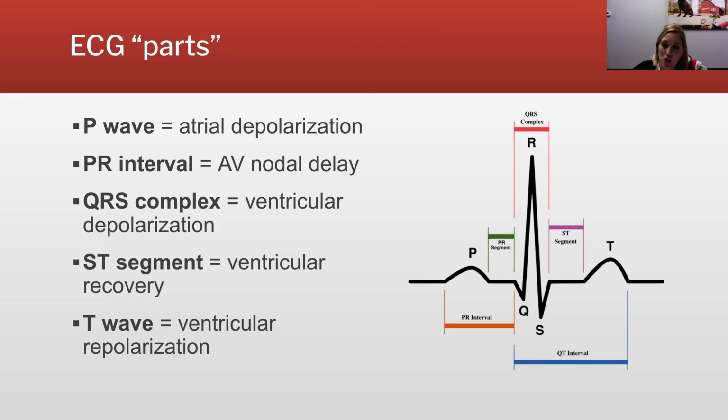Your ST segment is the space following the end of your QRS complex to the beginning of your T wave, and that represents ventricular recovery. Then your T wave is typically a positive deflection, but it can be negative in our patients. It is the deflection following the QRS complex, and it represents ventricular repolarization. It's important to know every QRS has to have a T wave. Sometimes we don't have P waves, and again, we'll go over different arrhythmias, but every QRS has to have a T wave, so you have to have ventricular repolarization.